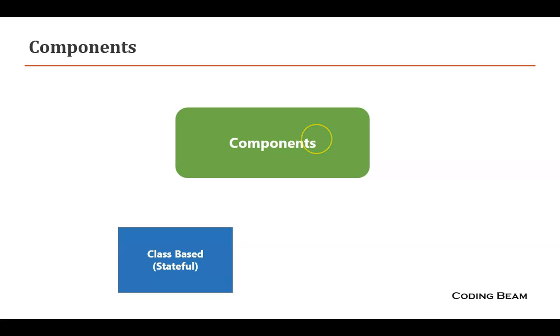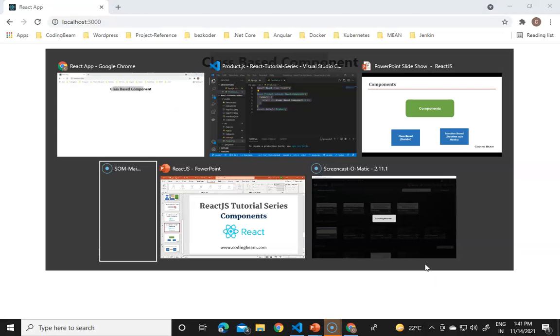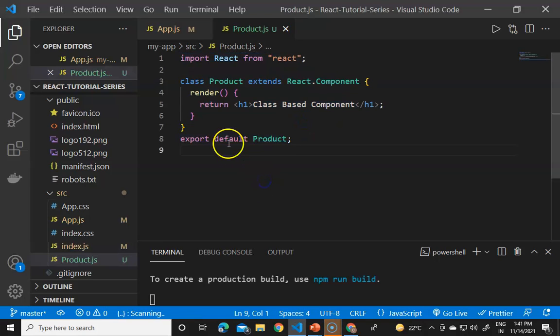Now the other type of component is function based components. Function based components are stateless components, but only without hooks. If we use hooks, then functional components are also stateful and more powerful than class based components.